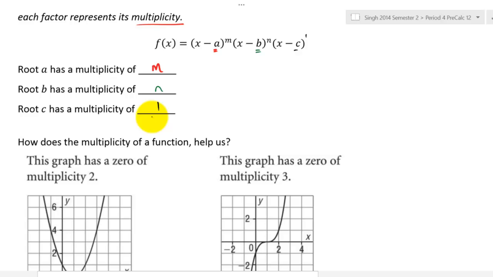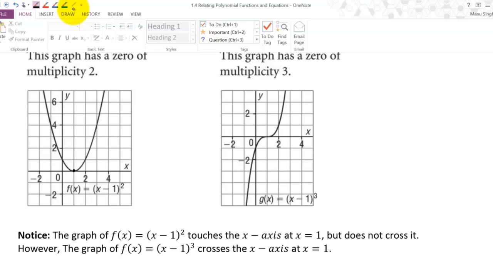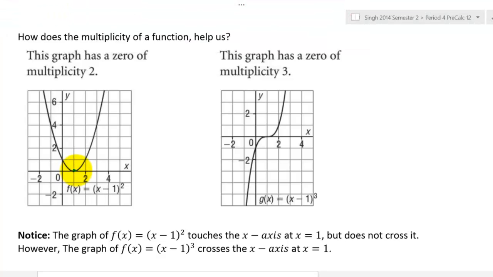So the next question is, how does multiplicity help us graph a function? Here is a common pattern. This graph has a 0 of multiplicity 2. So here is a 0 of that graph. Let's use a different color pen here. Here's a 0, but it's got a 0 of multiplicity 2. Here you've got a 0 of multiplicity 3 right here.